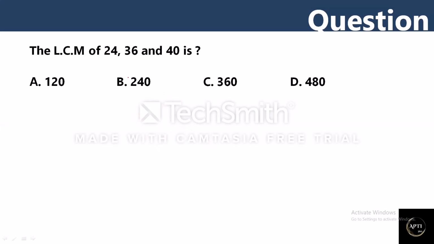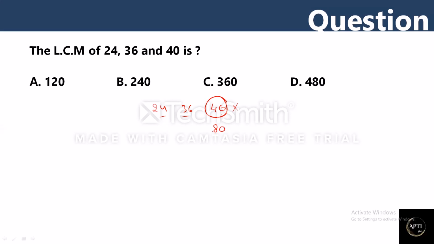Now the next question: LCM of 24, 36 and 40. LCM of 24, 36 and 40. Now just pause the video and try to solve this question. Later you can cross check with the solution. Now if you observe, using the previous approach, the highest number in the given list is 40. Clearly, 40 is not exactly divisible by 24, and 40 is not exactly divisible by 36, so 40 is not our LCM. Now the next multiple of 40 is 80.